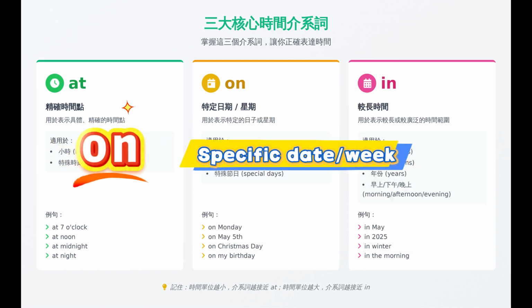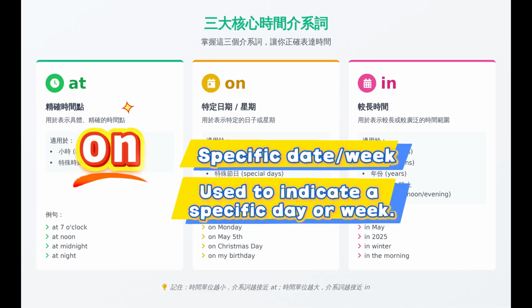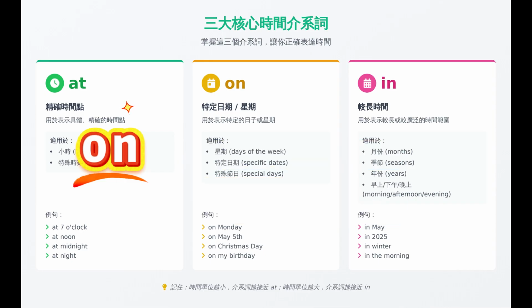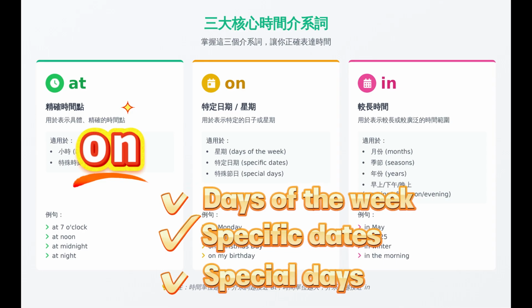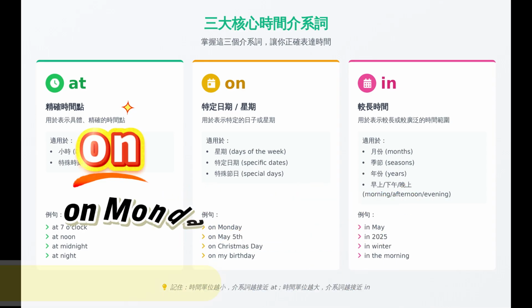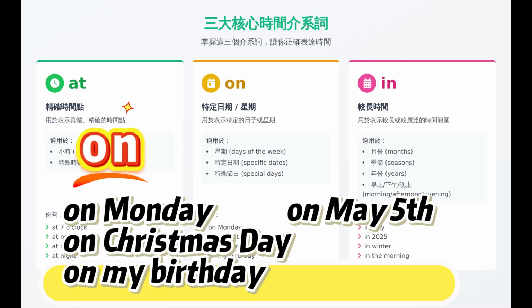On, specific date or week, used to indicate a specific day or week, applicable to days of the week or specific dates or special days. Examples: on Monday, on May 5th, on Christmas Day, on my birthday.